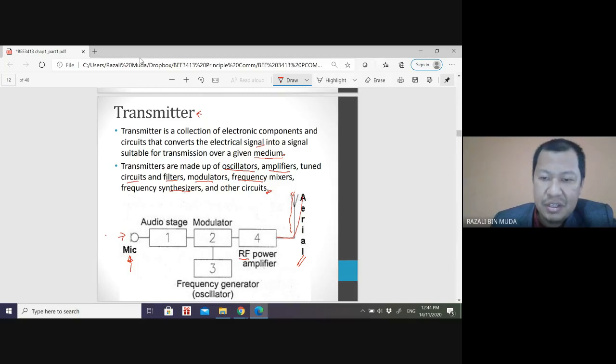Okay, so what is the medium for this transmission? The medium, if you have an antenna, is normally the air. They call it air or free space. So this is the example of a transmitter.